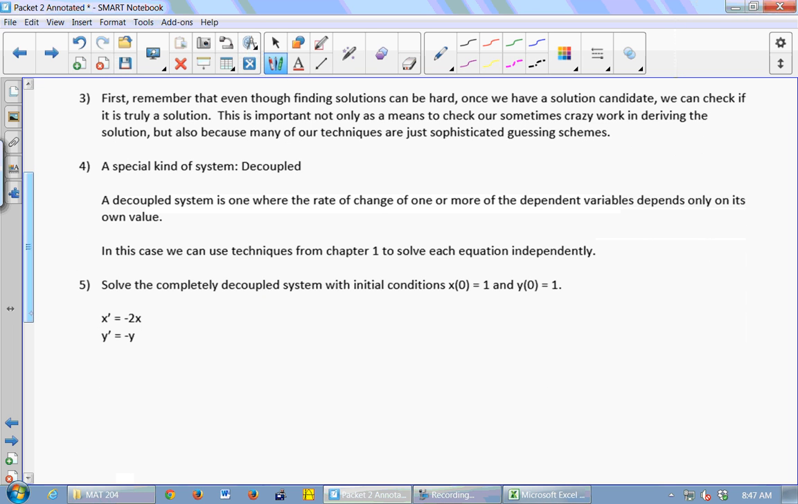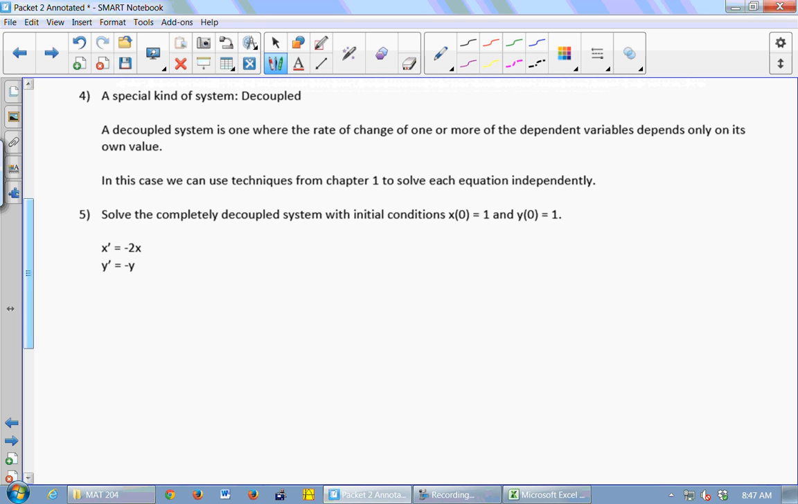So first, don't forget that even though finding solutions can be difficult, once you have a solution candidate, you can always check if it's really a solution, right? I had you do a couple of problems last class where I said, is this thing a solution to the system? So you can always check, and it's important to remember that sometimes we do a lot of crazy work in deriving the solution. Many of our techniques are just sophisticated guessing schemes, so it's important to remember that you can always go back and check if you actually found a solution.